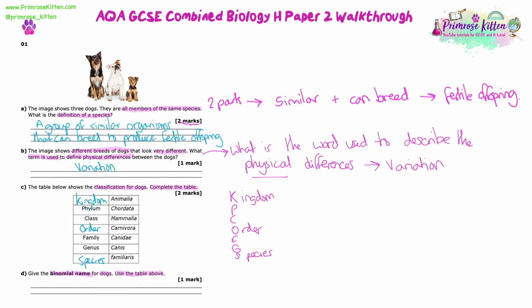Give the binomial name for dogs. Use the table above. So hopefully we remember the binomial name means 2-name or 2-part name, and it comes from using the genus and the species names from the table or from their classification. And so the binomial name for dogs, its Latin name, is going to be Canis familiaris. And we need to copy it exactly as it is in the table. So capital C for Canis and a lowercase f for familiaris, because you always leave the species name as a lowercase.